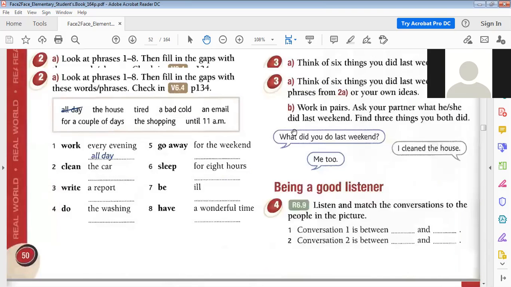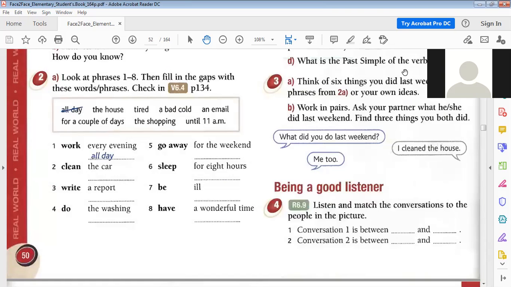We found them. So the next question says, what is the past simple of the verbs in number 2a? Let's change these verbs to the past. So what about work? Worked. And the pronunciation? Worked. Correct. What about clean? Cleaned. Write. Wrote. Do. Did.